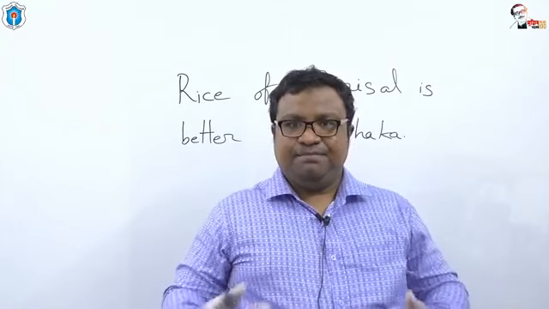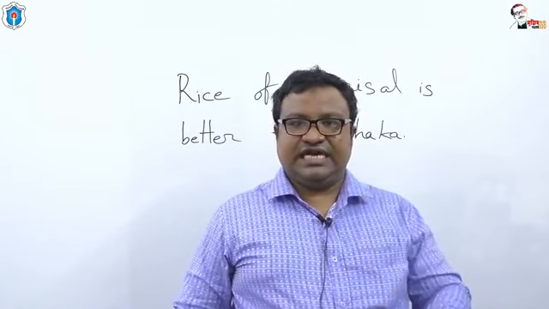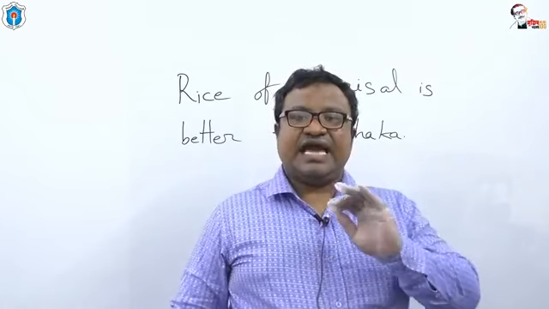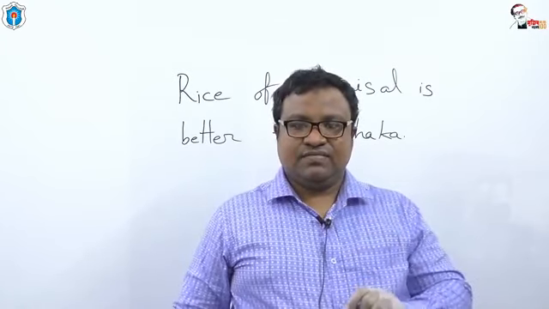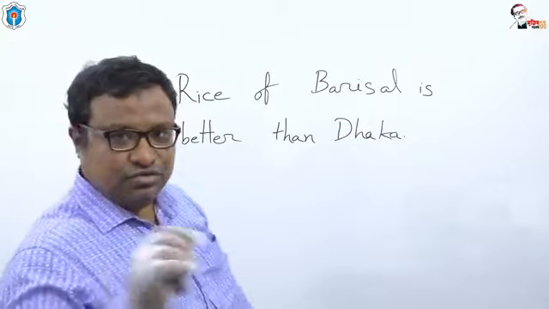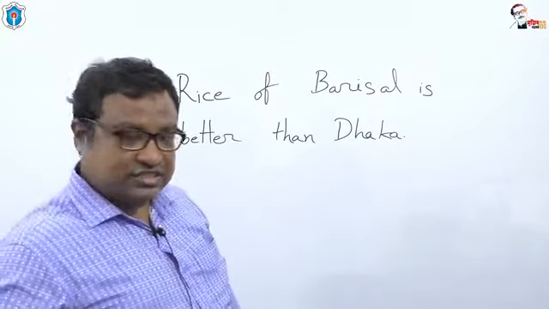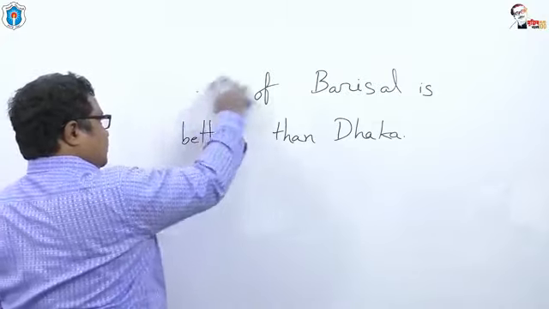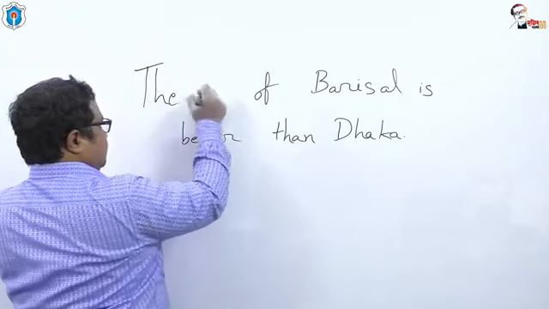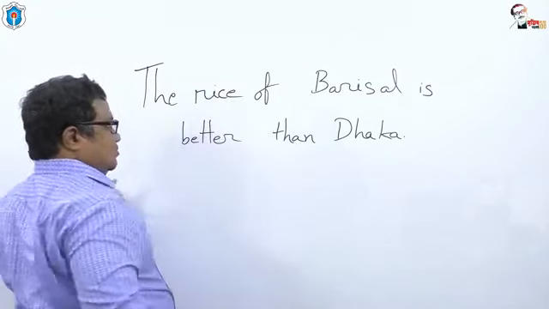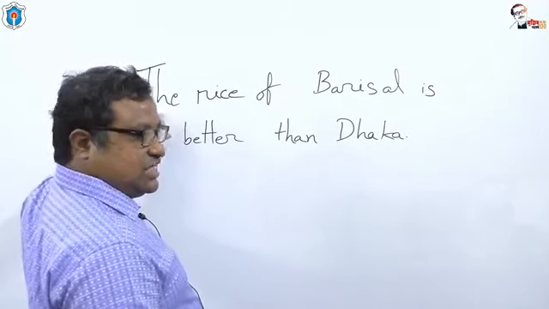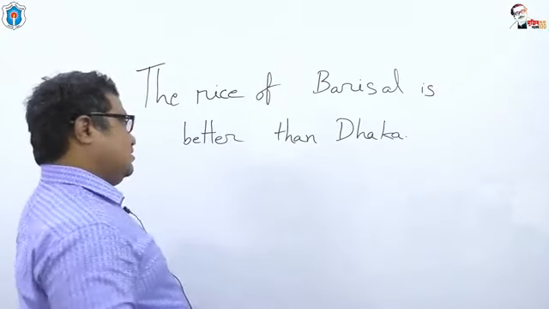Why is it not okay? Because when I am mentioning the commodity of a particular area, then I have to mention the article. I have to use the definite article, that is, I have to use the. So what is it? The rise of Borishal is better than Dhaka.